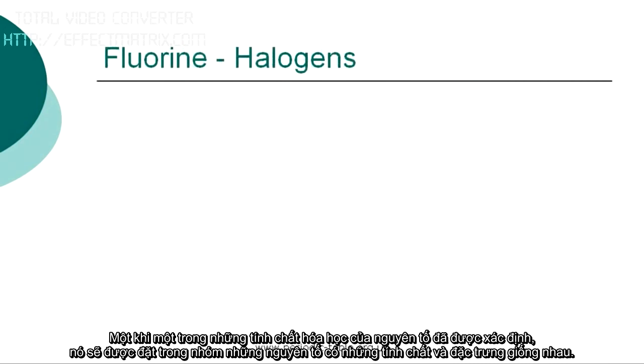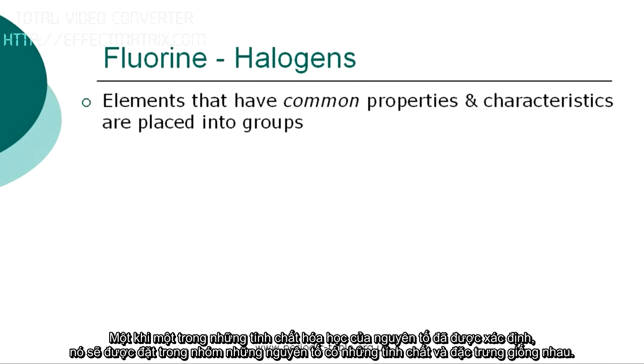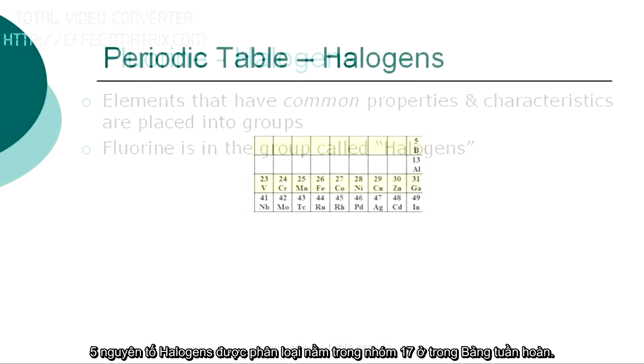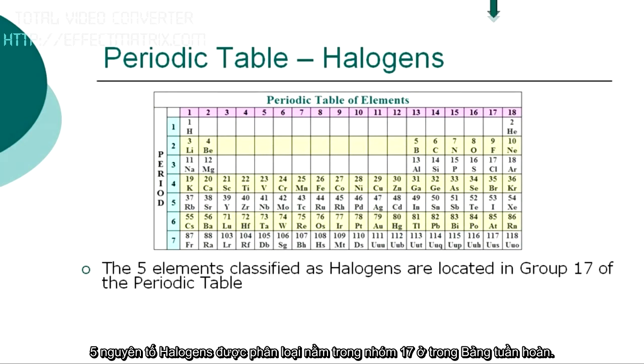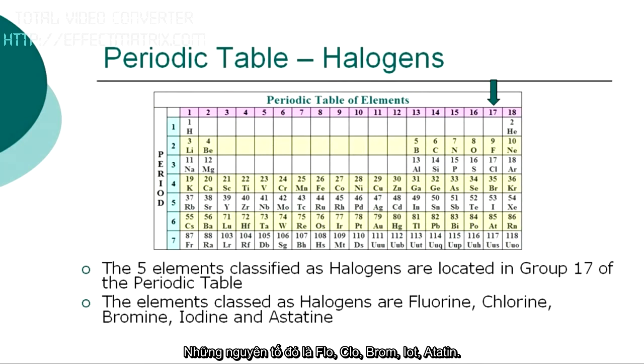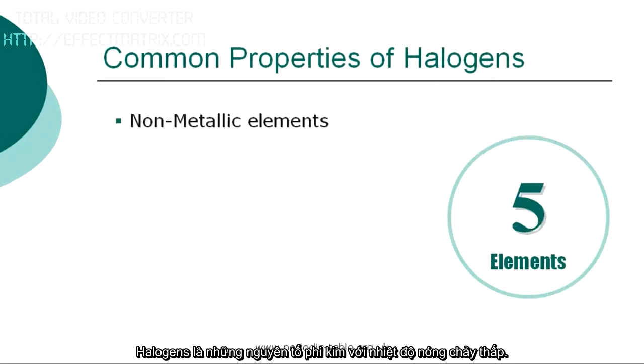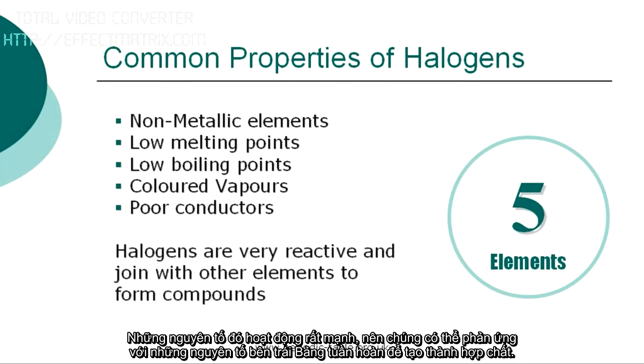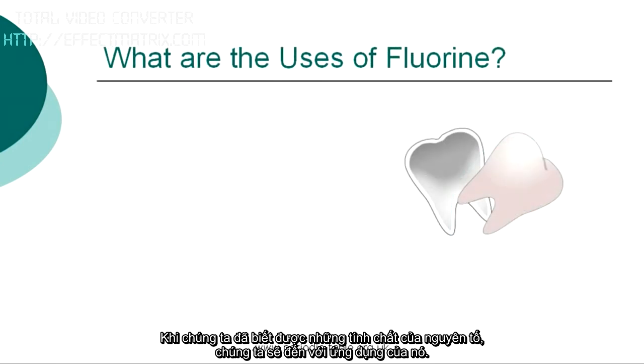Once the properties of an individual element have been identified, it is placed into a group of elements which have common properties and characteristics. Fluorine is in the group called the halogens. The 5 elements classified as halogens are located in group 17 of the periodic table. The elements classed as halogens are fluorine, chlorine, bromine, iodine, and astatine.